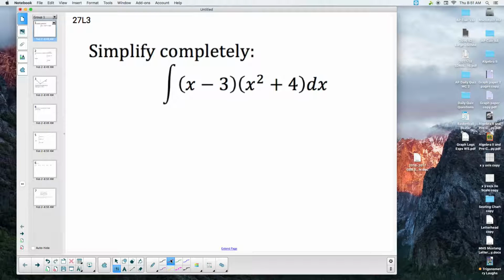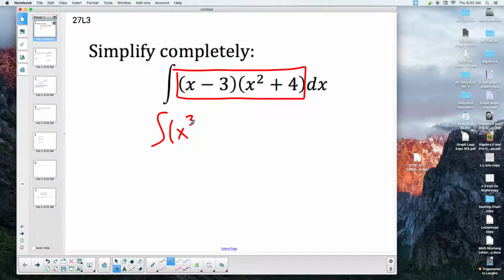27L3. To do this one, we need to take care of the fact that this is a product. There's no product rule for antiderivatives, so we actually have to multiply it out. I know. You'll get over it. So to do that, we'll FOIL it. We'll take the first, which gives us x cubed. The inside will give us negative 3x squared. The outside will give us 4x. And the last will give us negative 12.